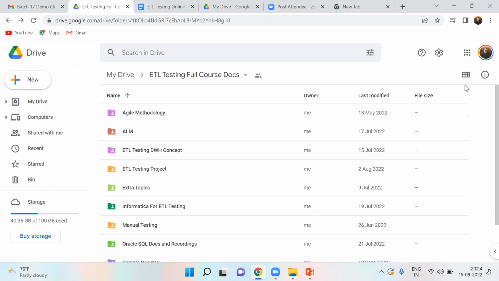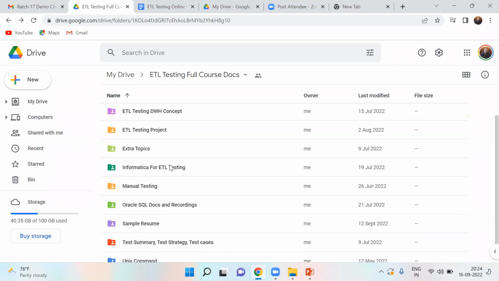More after that, they will also ask you about agile methodology, some questions on data warehouse concepts, and some questions from the project. Manual and Informatica they mostly will not ask much, but some questions on SCD and manual testing they will ask.